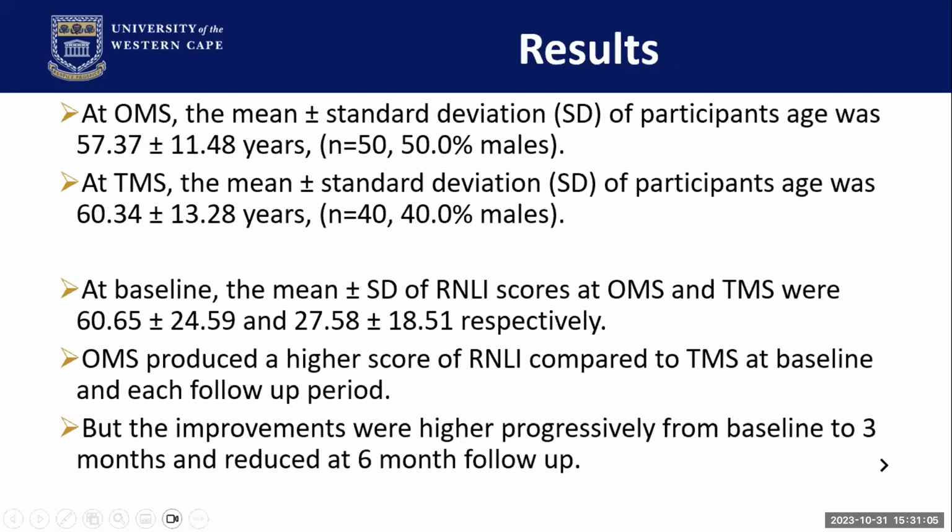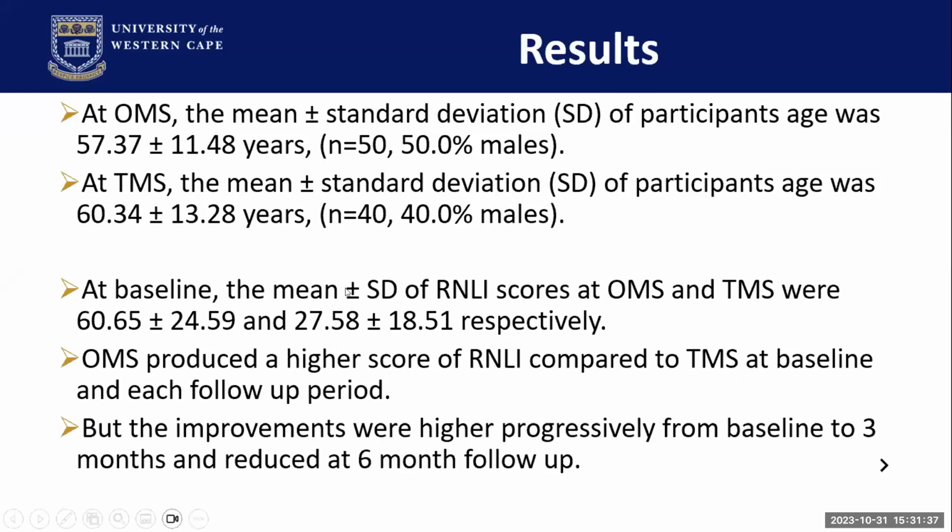At the orthodox medicine setting, the mean and standard deviation of the participants' age was 57.37 plus or minus 11.48 years, and 50% of the participants were males. And at the traditional medicine setting, the mean and standard deviation of the participants' age was 60.34 plus or minus 13.28 years, and 40% of the participants were males.